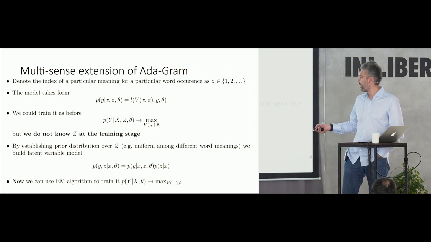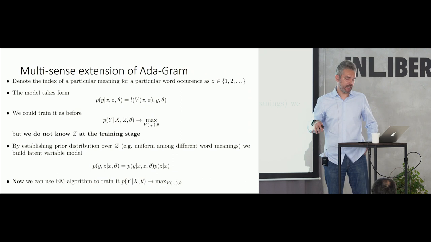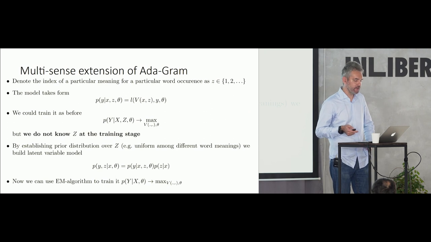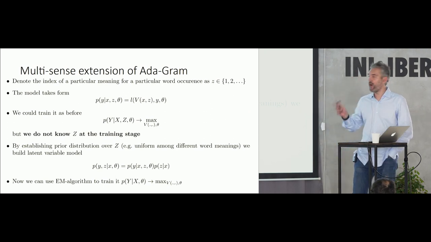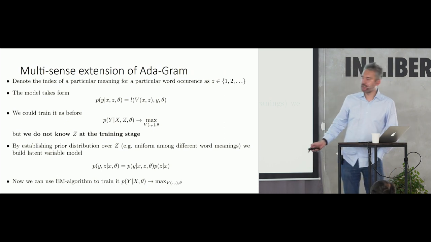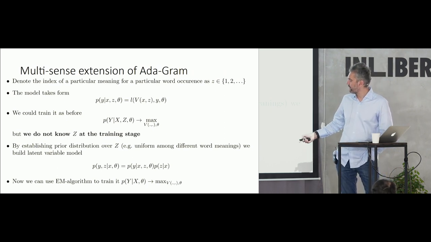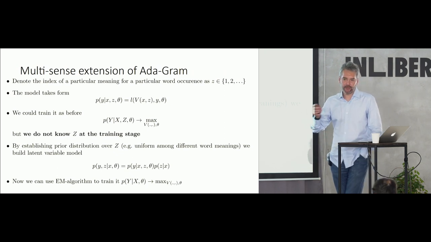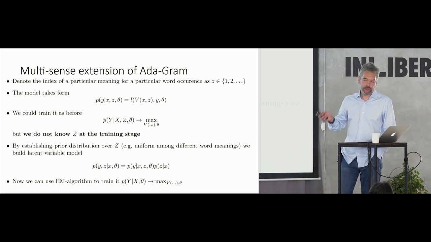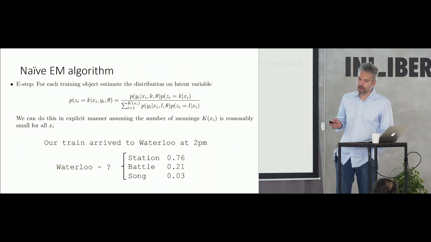We establish a proper prior distribution, for example, uniform distribution among different word meanings, or some more meaningful distribution using the results from linguistics theory. Linguists know how different meanings are distributed for the words. And now we have this kind of model, P of y, z given x, theta, and we can solve the problem of incomplete likelihood optimization. Incomplete because we do not observe z here, and this is already pretty standard formulation for EM algorithm. So we have converted our problem to the problem which we know how to solve. We simply should use EM algorithm.